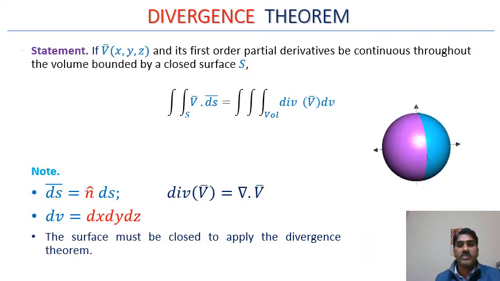We have learned this in previous lectures. And divergence V is just del dot V, we have obtained it in many lectures. And dV is written as dx dy dz, the infinitesimal volume. So let us take some problems to get an easy understanding of this theorem.